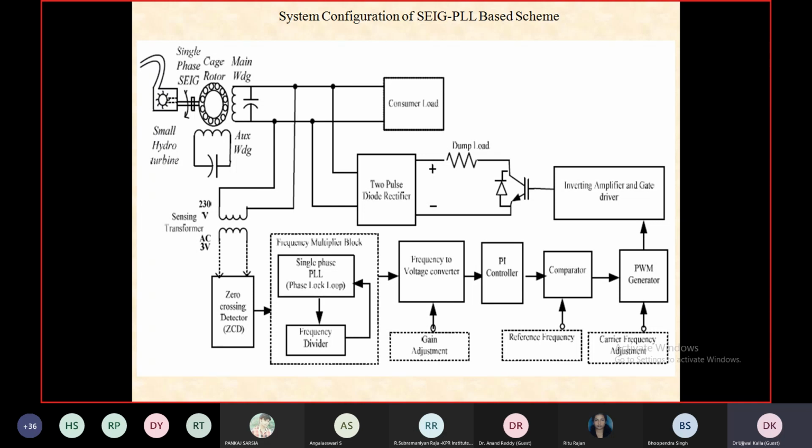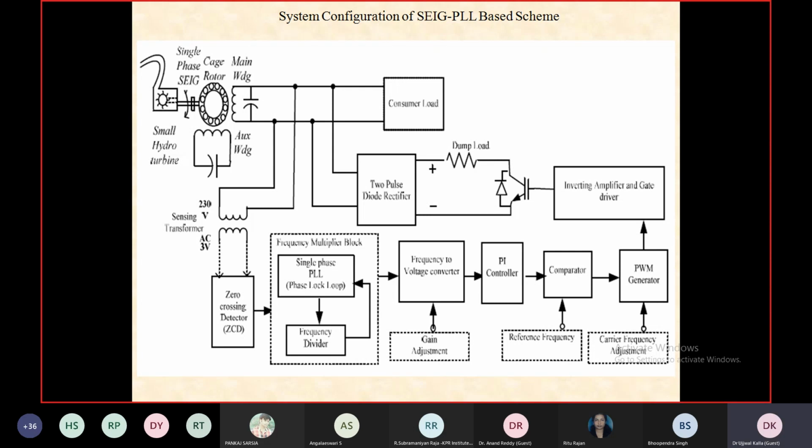Now because the auxiliary winding is short circuited through the capacitor, the current will flow through the capacitor. This very small voltage induced in the auxiliary winding will cause the flow of current in this capacitor, which is connected across the auxiliary winding. Because of the flow of current in this capacitor, some reactive power will be injected into the system. Because of that reactive power, more magnetic field will be set up in the air gap of the induction generator. So this process will continue till the voltage is built up to its rated value.